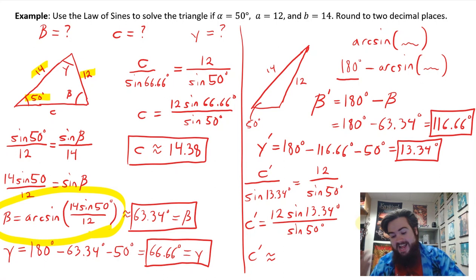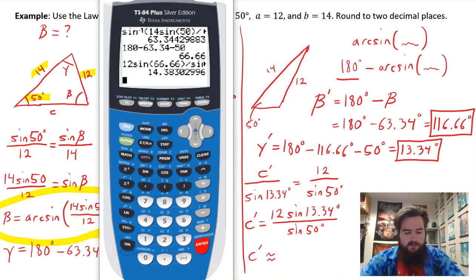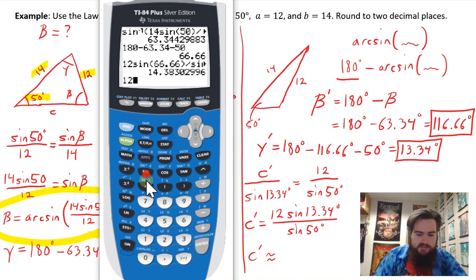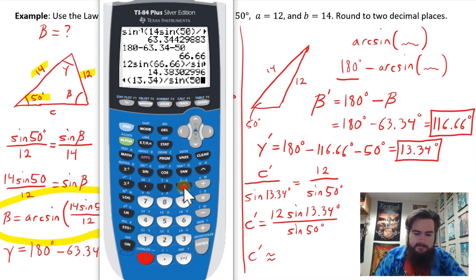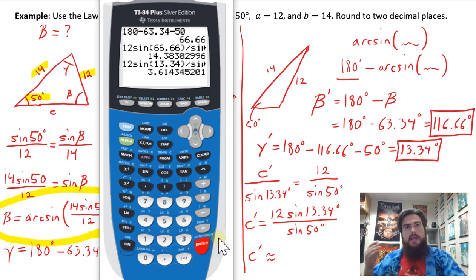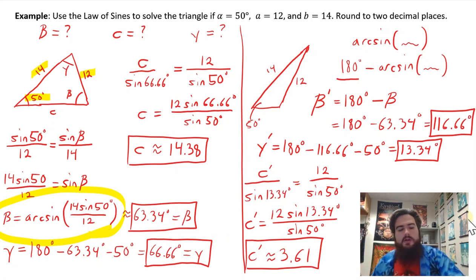Which, if I approximate, I expect a very small side length, because it's across from the smallest angle measure. Again, keep in mind we're still in degree mode here. 12 sine of 13.34 divided by sine of 50. That gives us a very small side length of 3.61 approximately. So we have now solved for this triangle for both possibilities.